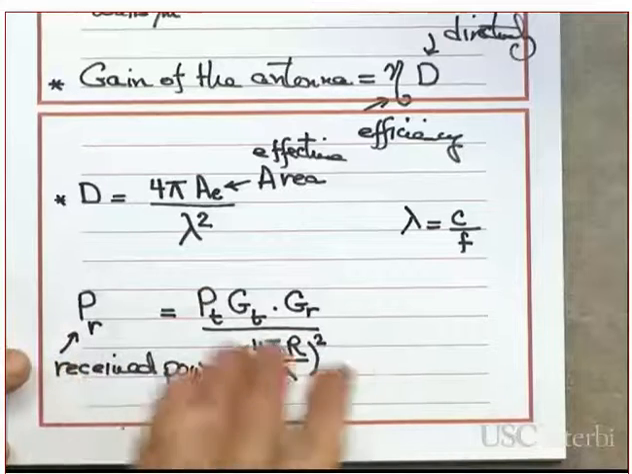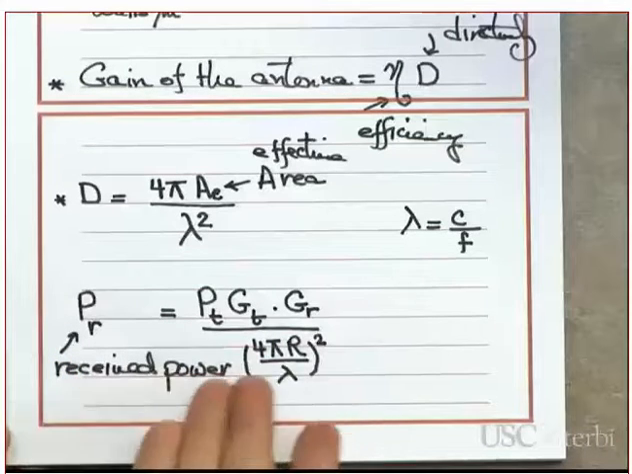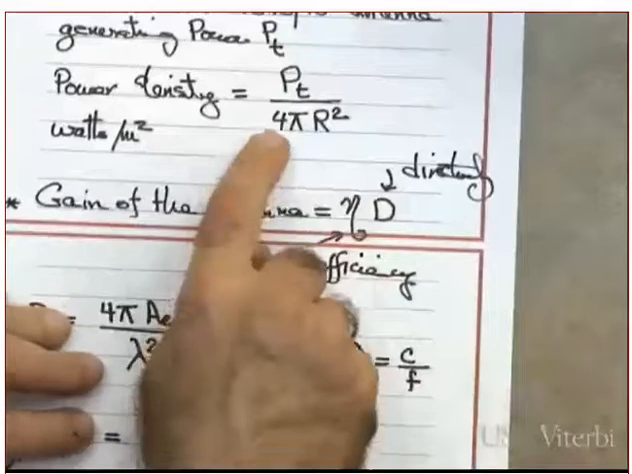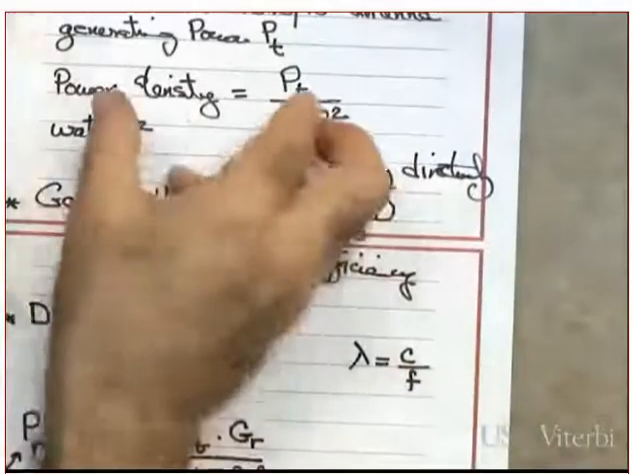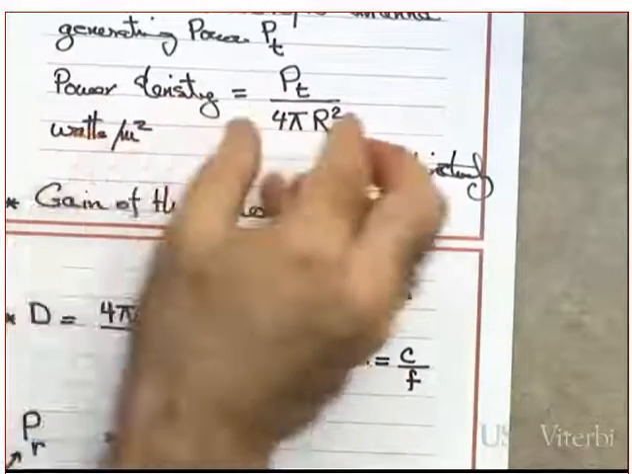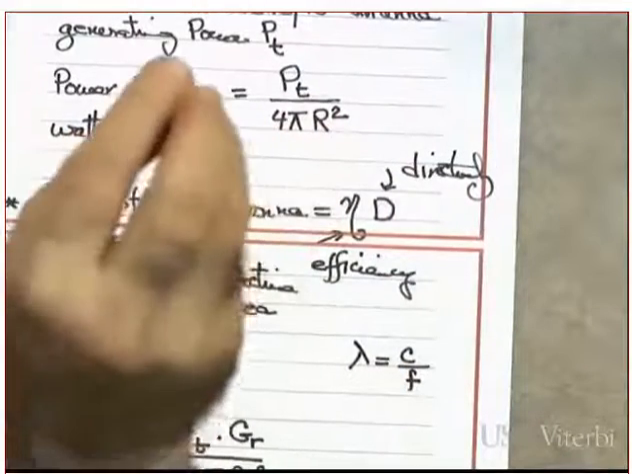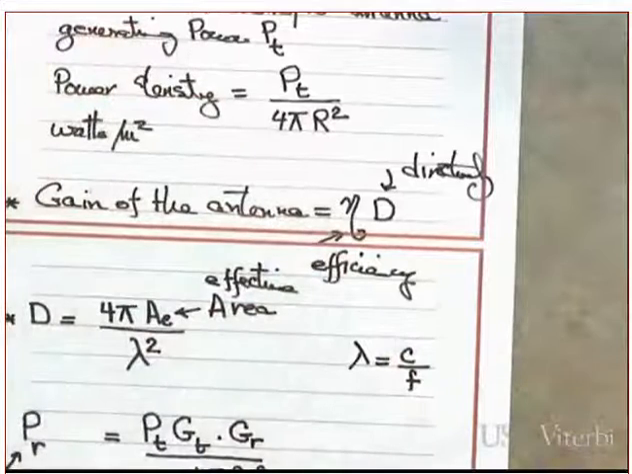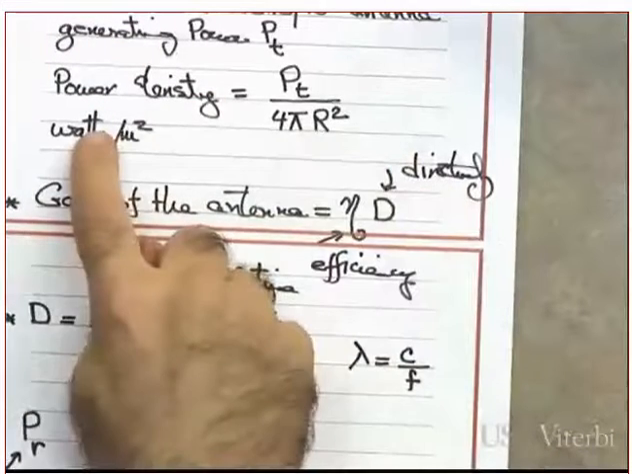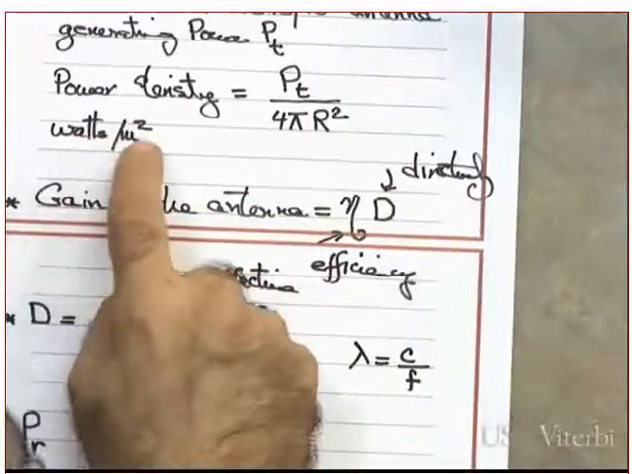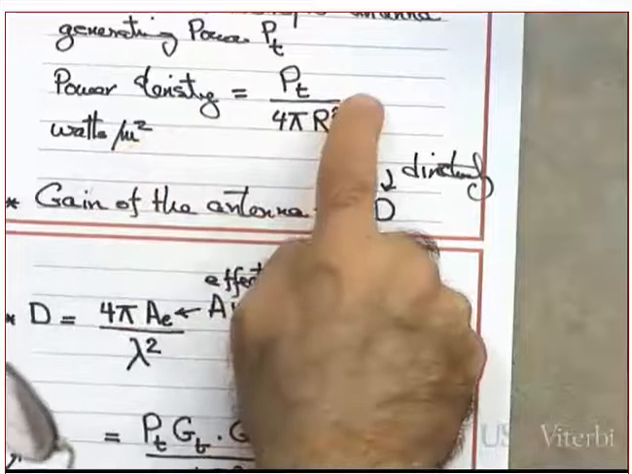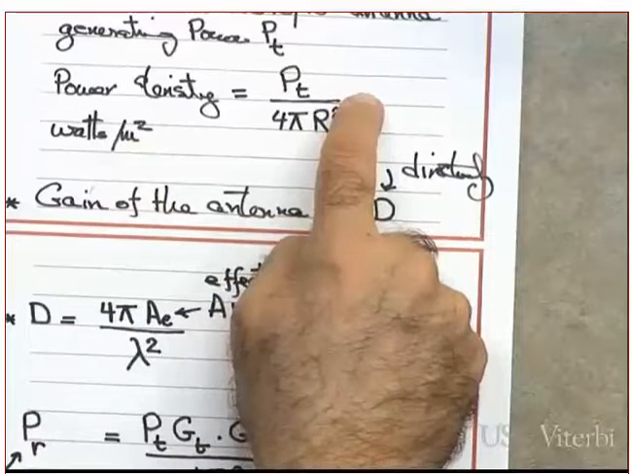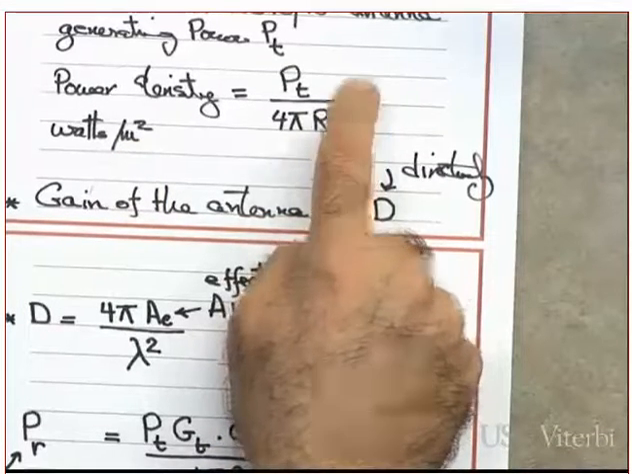Tell me where this term is coming from. The 4 pi r square. Now, you see this 4 pi r square? This power density is going to be incident on the receiver antenna, on the area. Yes or no? If I want to calculate the watts, this is watts per meter square. What do I need to multiply it with? I need to multiply by the effective area of the receiving antenna.